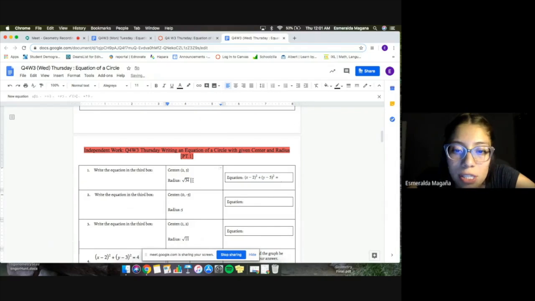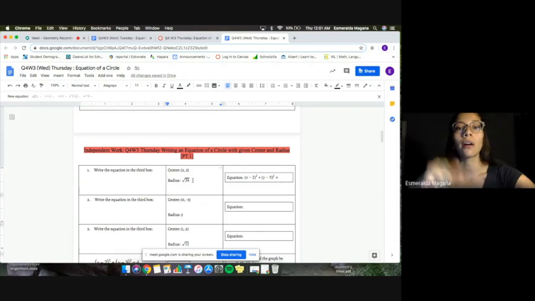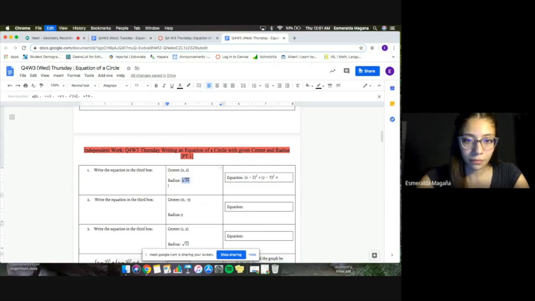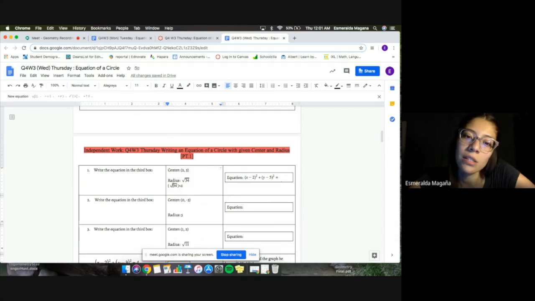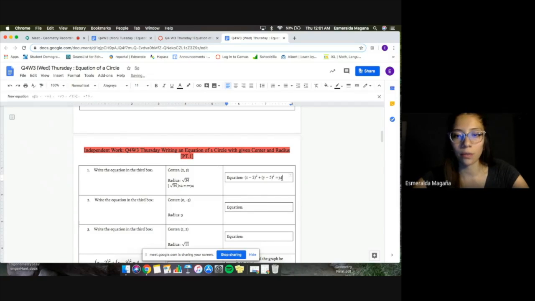But earlier we said that when you're trying to find r squared, which is what goes on the right side, you always square it. We have square root of 34, so if you square it, that little caret means squared. Technically my square root and my square cancel each other out, so in this case my r squared equals 34, so then I can write 34 on here.